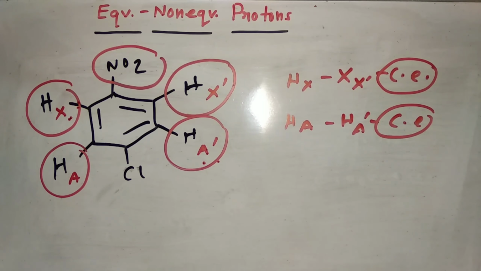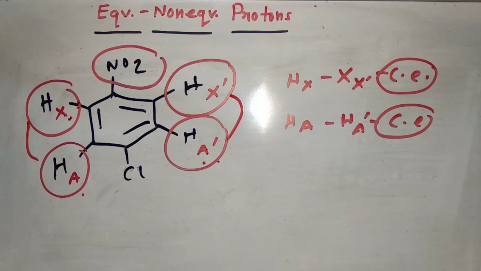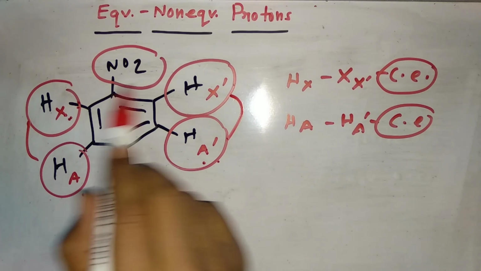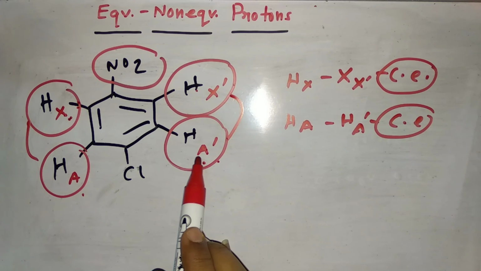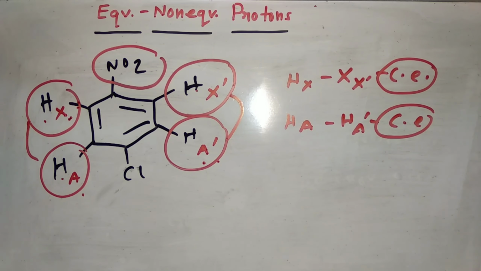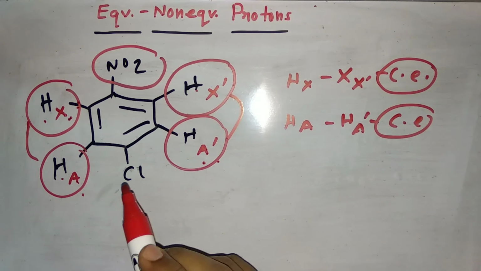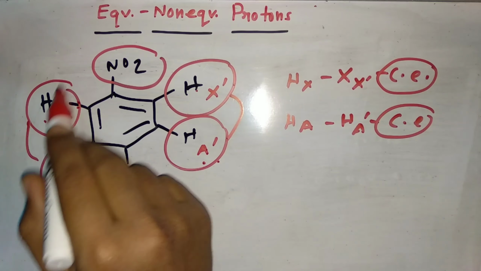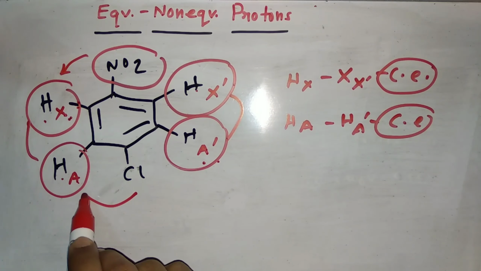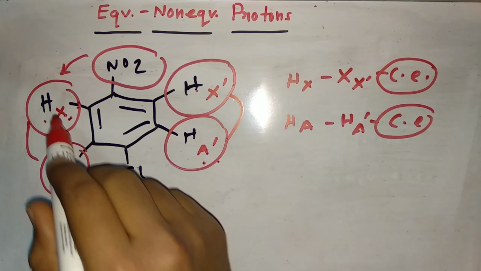But HX and HA, or HX prime and HA prime, these are not chemically equivalent. Although these and these are equivalent, these two pairs are chemically equivalent, but HX and HA or HX prime or HA prime are not chemically equivalent, because this corresponds to Cl, this corresponds to NO2, the nearest groups. So these will affect this system differently, and also this will affect differently. That is why these two are not chemically equivalent.